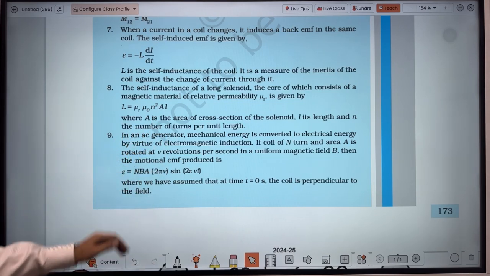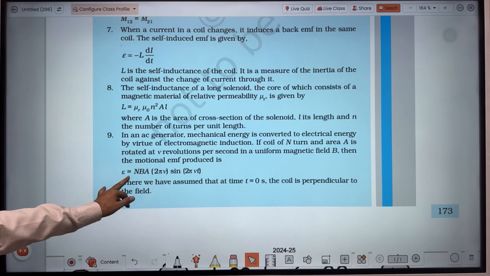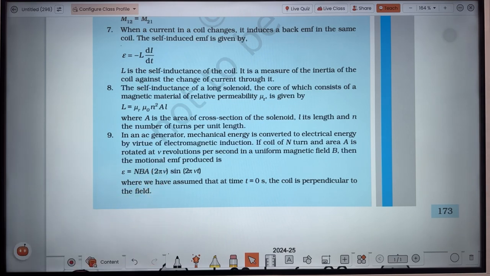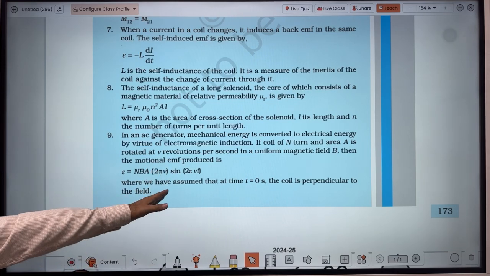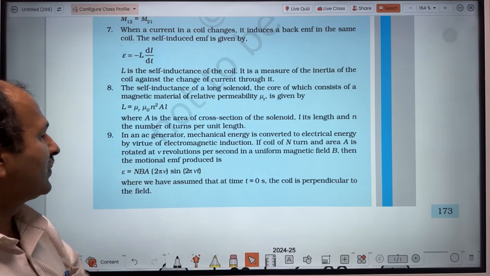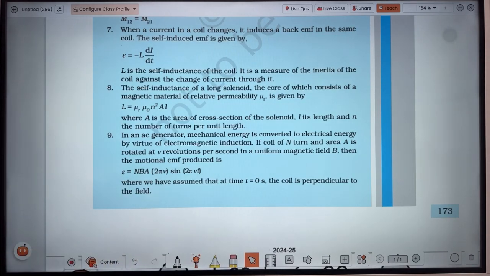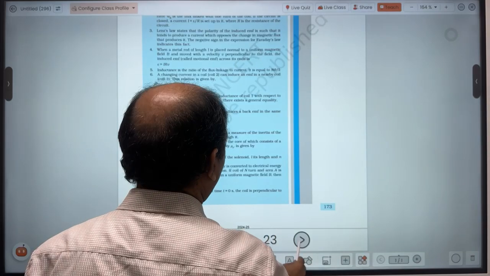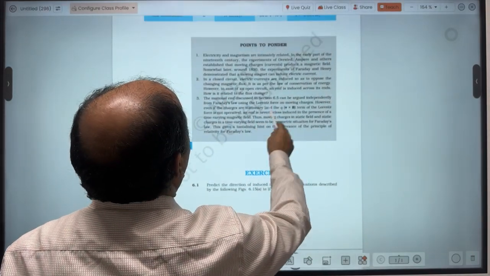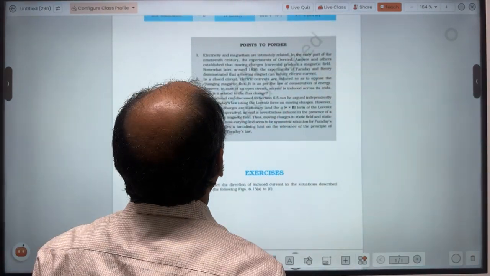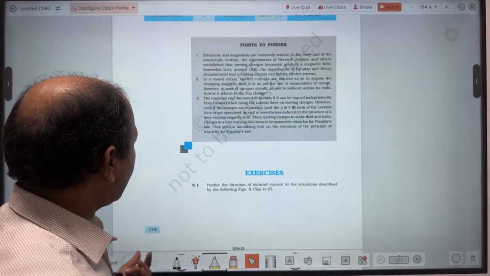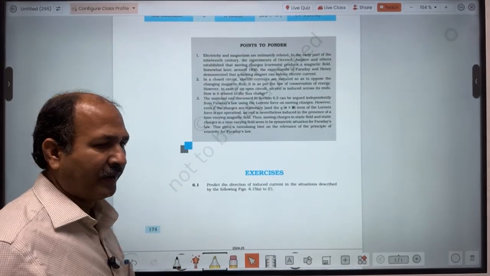Then comes the AC generator, in which the induced EMF is given by NBA omega sine omega t, right? Here we have assumed that at time t equal to 0 the coil is perpendicular to the field. So this is all. There are certain points that you can read, and now in the next lecture we will do numericals.